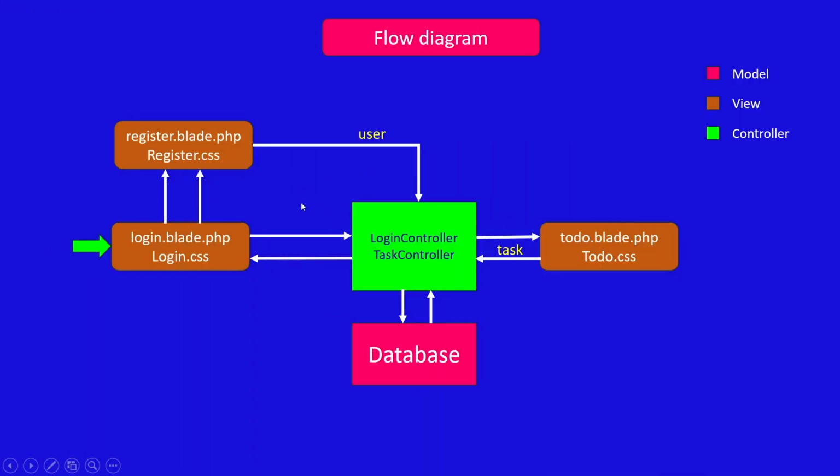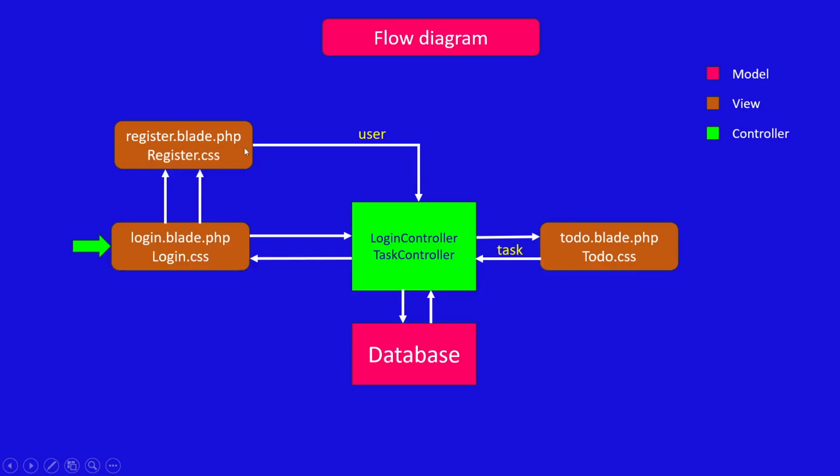So this is the flow diagram for my application. When you type php artisan serve, you will be here. This is a login page. There is a login.css, so it will come together. Then this is a registration page. By default, you can't log in, so you have to do registration. From this page you will go to this registration page.